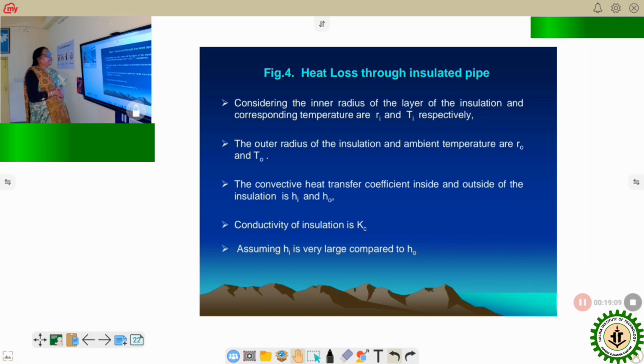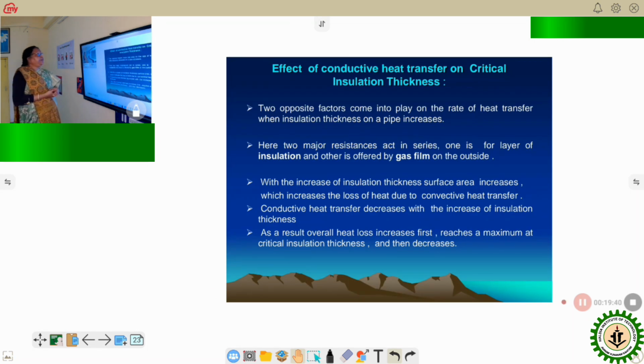Here, considering the inner radius of the layer of insulation Ri and the corresponding temperature Ti, and the outer radius Ro with temperature To, and the convective heat transfer coefficients inside and outside the insulation are Hi and Ho. The conductivity of the insulating material is Kc. Assuming Hi, the inside heat transfer coefficient, is very large compared to Ho, the outside heat transfer coefficient, the effect of conductive heat transfer on the critical insulation thickness is very important here.